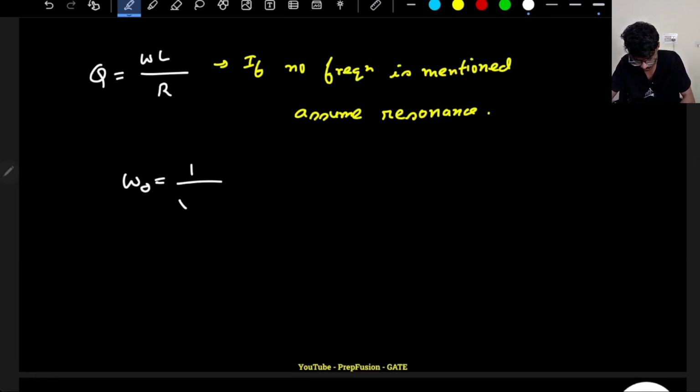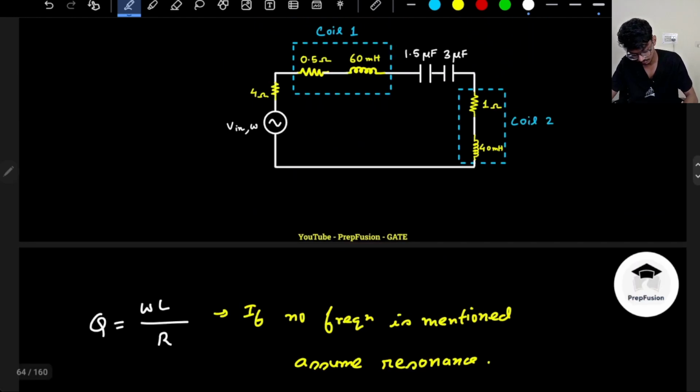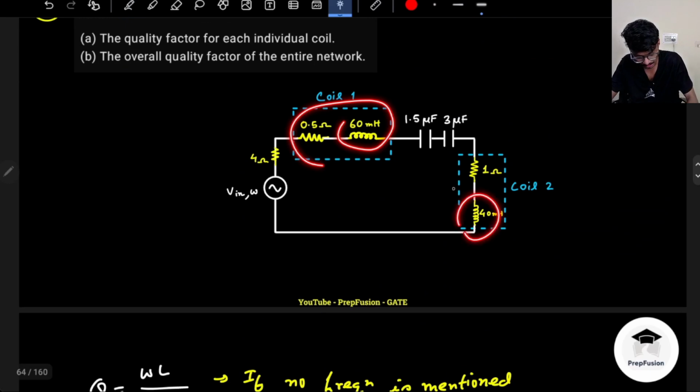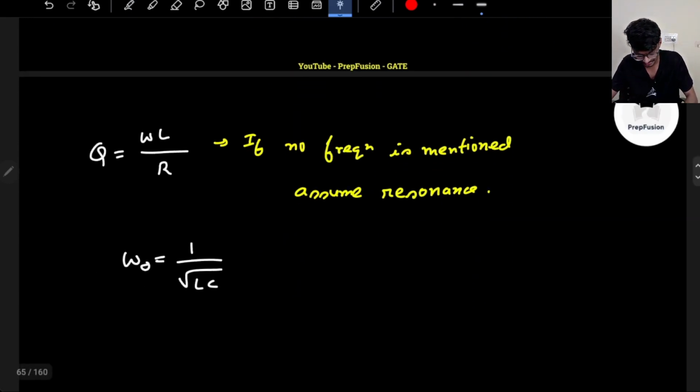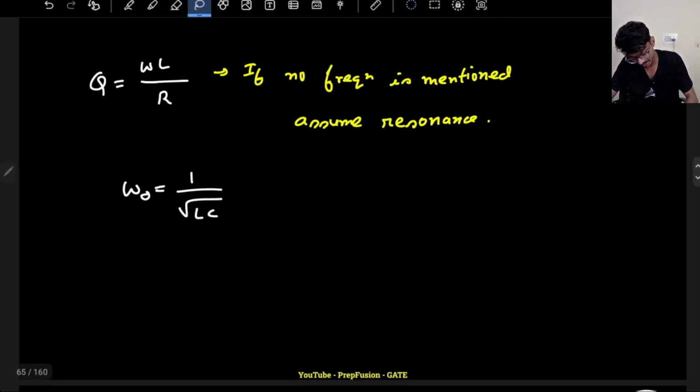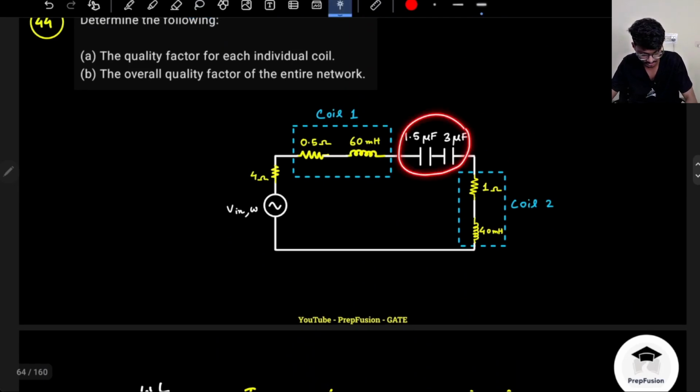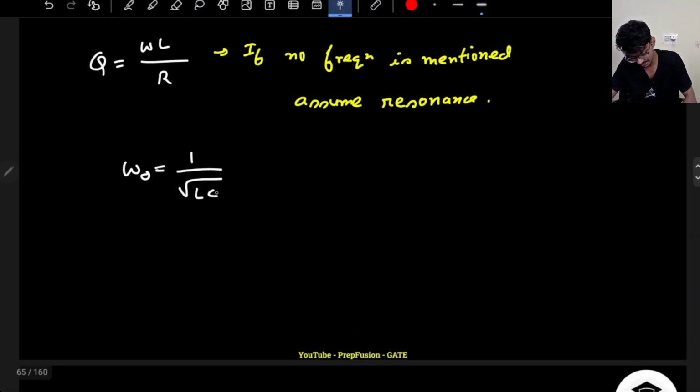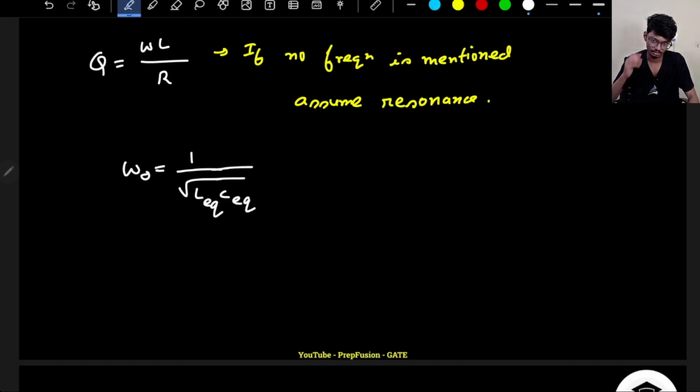Omega naught is 1 by under root LC. But in the circuit diagram I have multiple L's and multiple C's. This is a series RLC circuit, because these two are in series and these inductors are also in series. So it will be under root L equivalent into C equivalent, the equivalent series inductance into the equivalent capacitance.